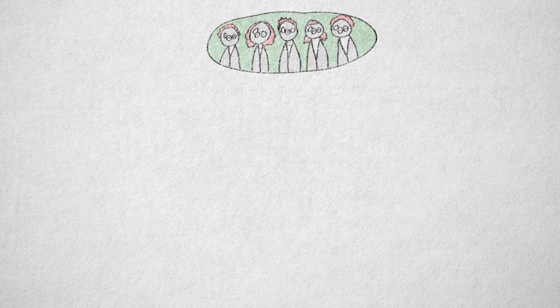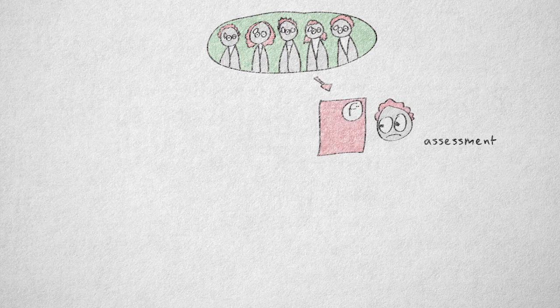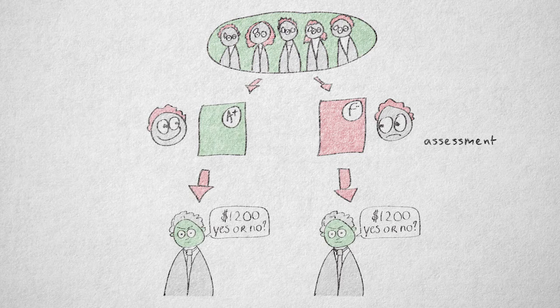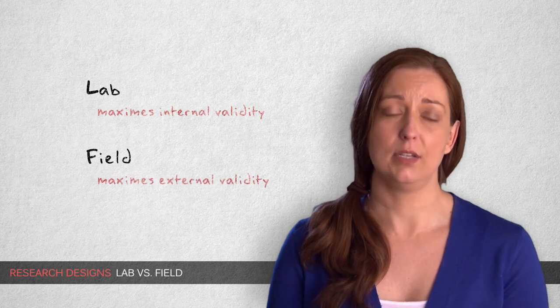All candidates undergo one final assessment with lots of very difficult tests. We could then tell one half of the group that they scored below average on the assessment, and the other half that they scored above average. And we can just see how well they do in their salary negotiations. Of course, such a study would be highly unethical, and there would be all kinds of variables we wouldn't be able to control for. But both types of studies have their advantages and disadvantages, and they can complement each other. One type maximizing internal validity, and the other maximizing external validity.